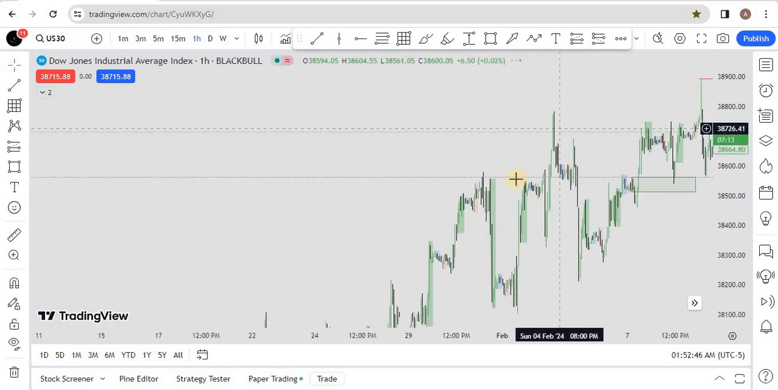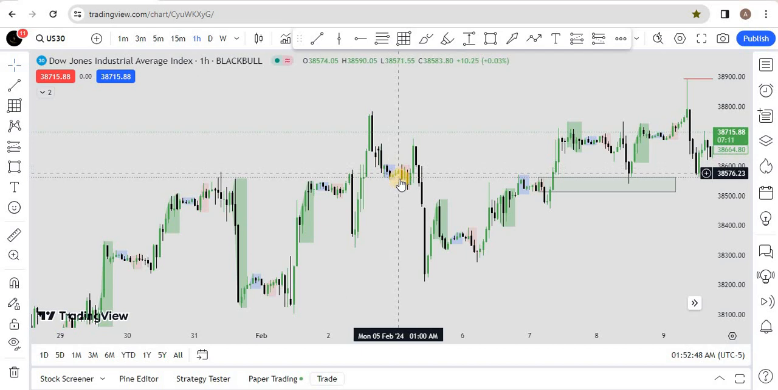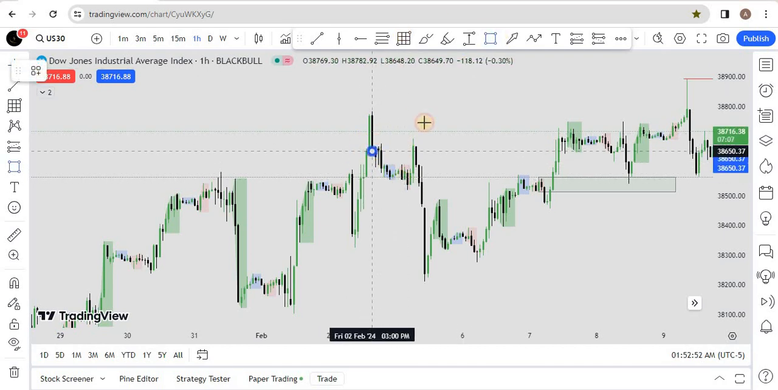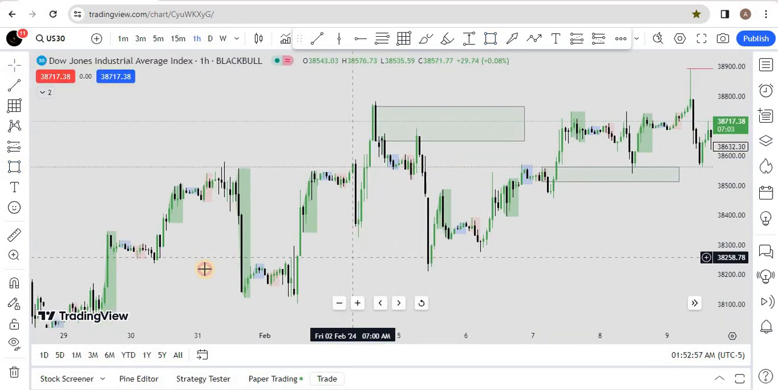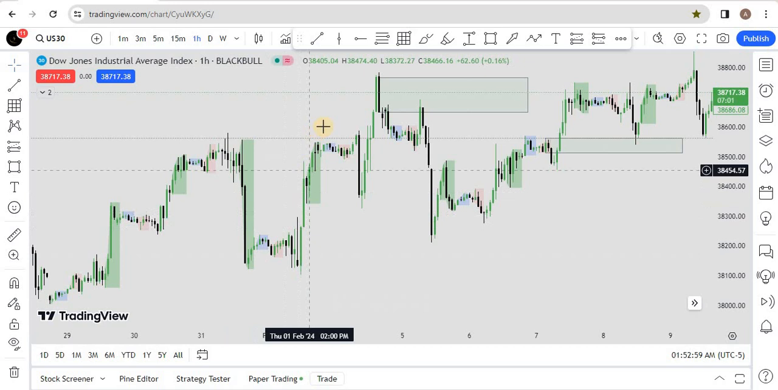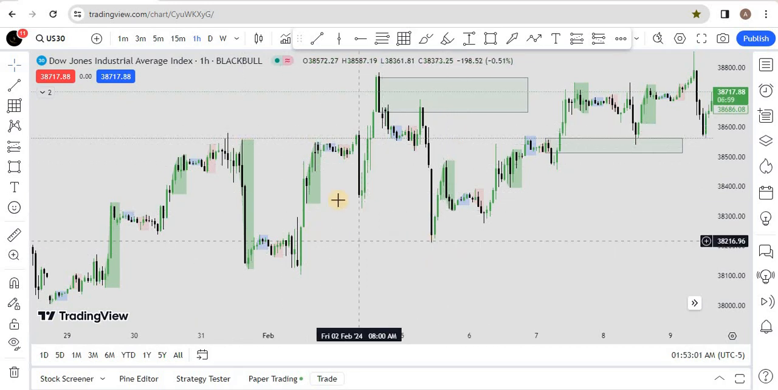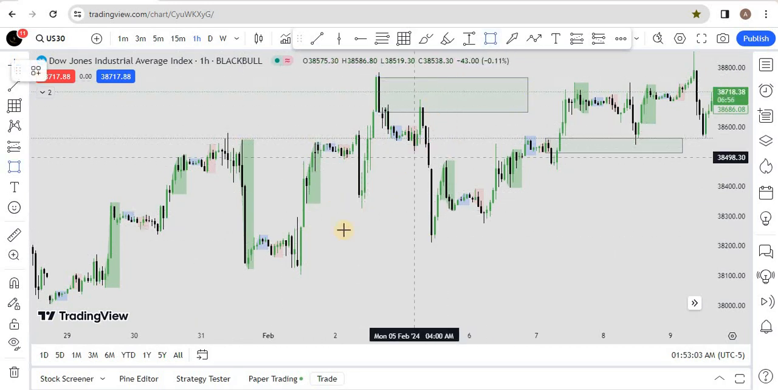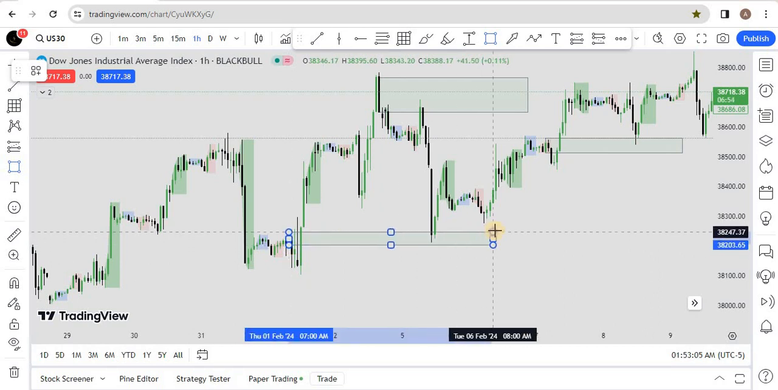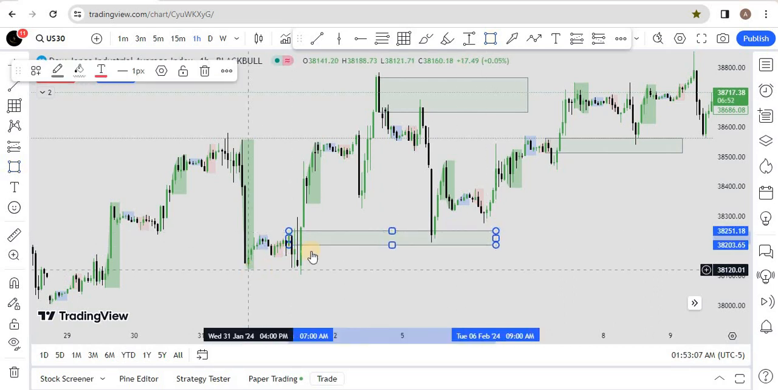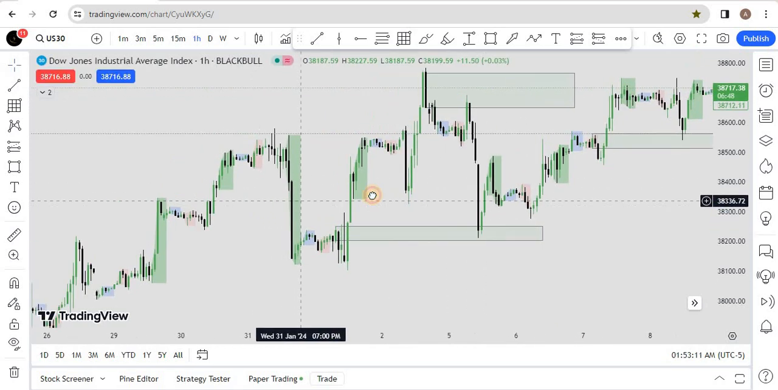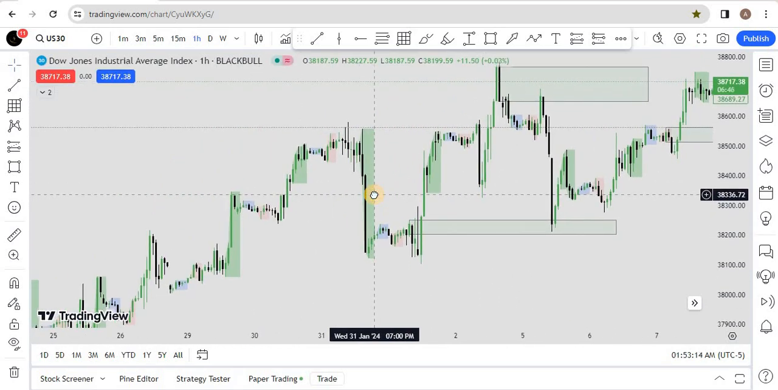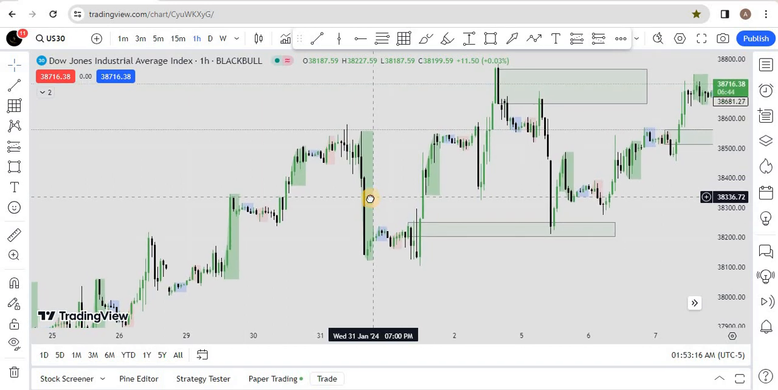High time frame POI, break, order block, liquidity, break, breaker block, liquidity. Do you see here? That's all you have to do, practice on your chart.